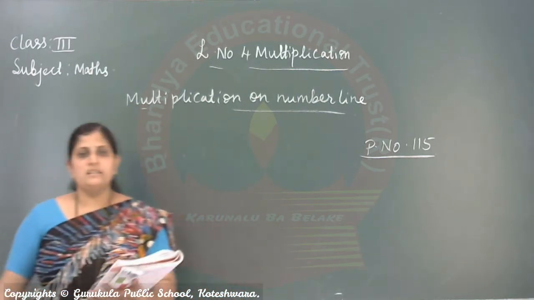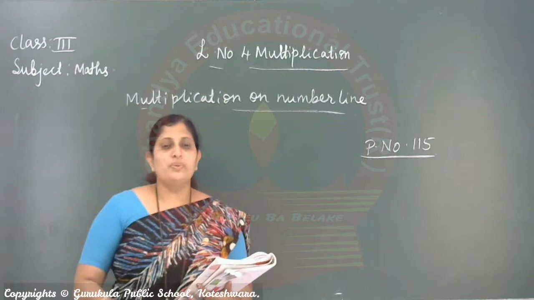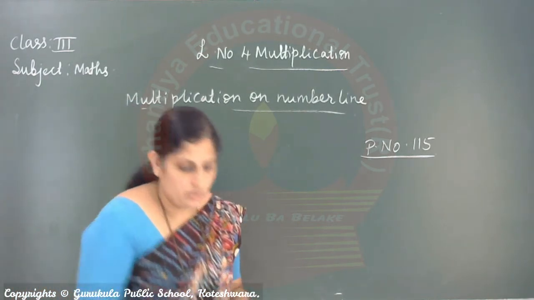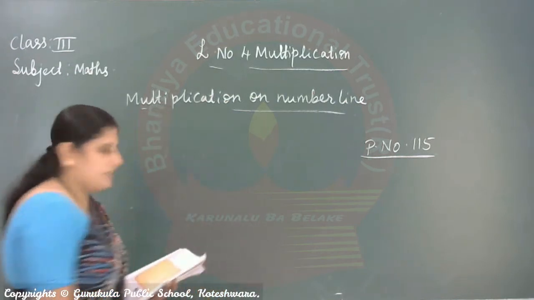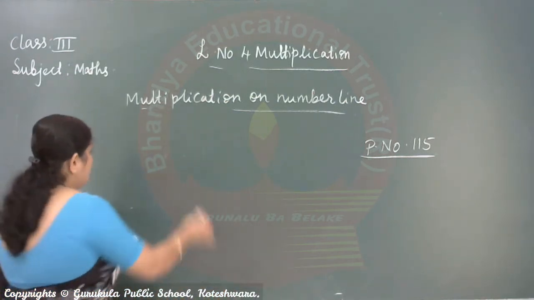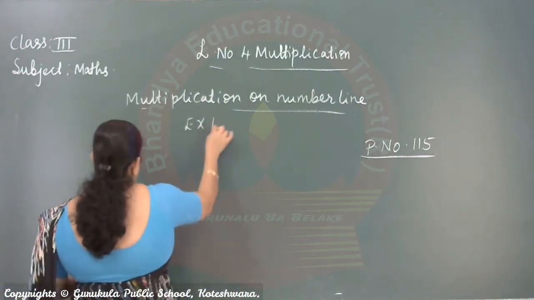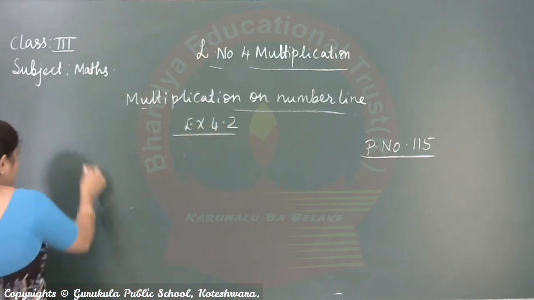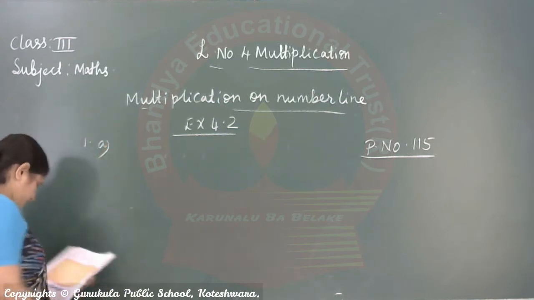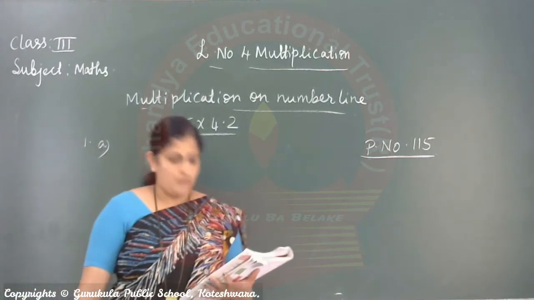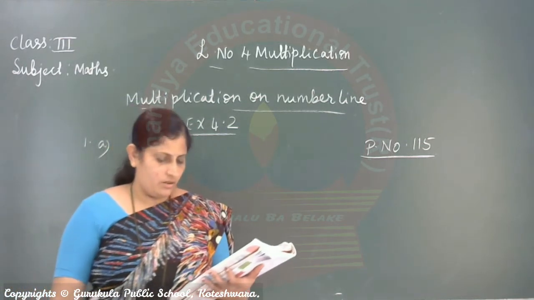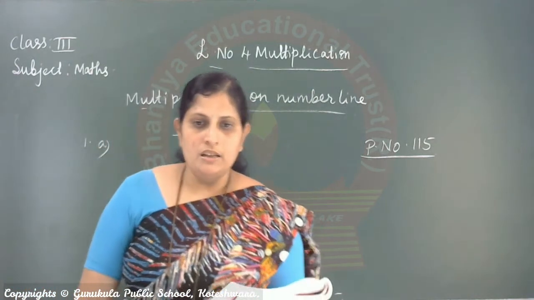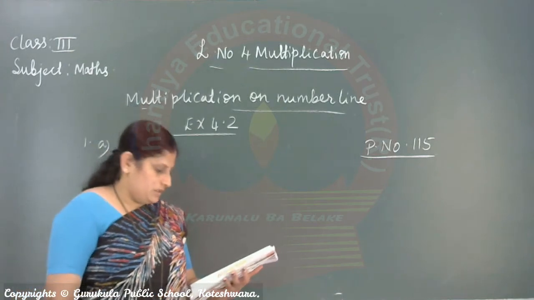Pick the correct answer for the third one and fourth one in your textbook. Okay. Now we can go through exercise 4.2. First, find the answers by skip counting on the number line.